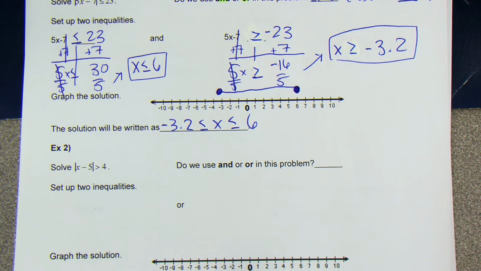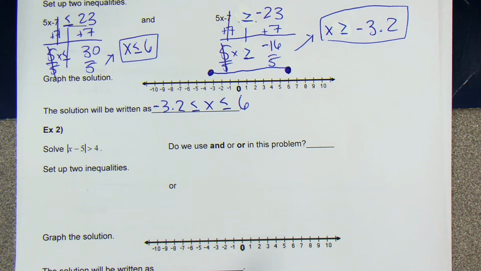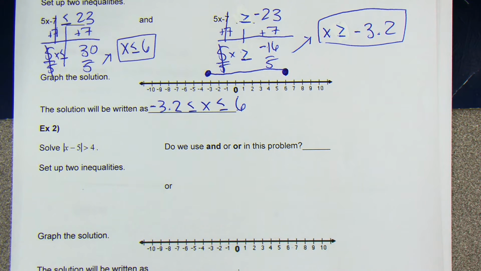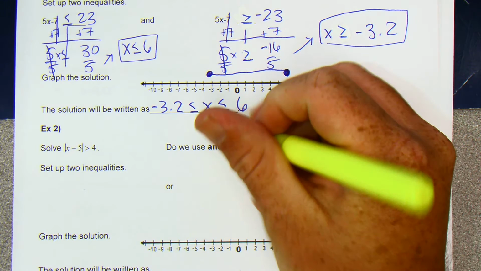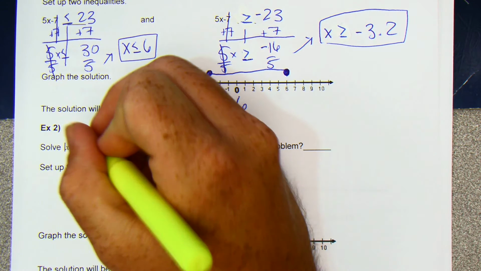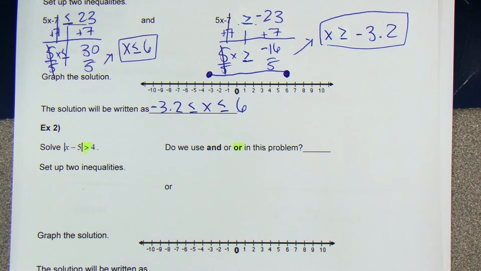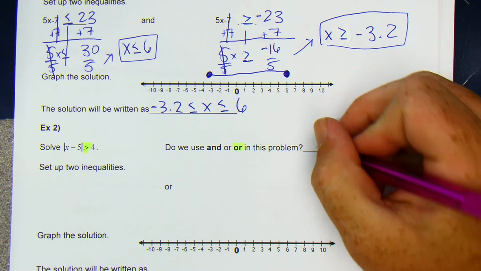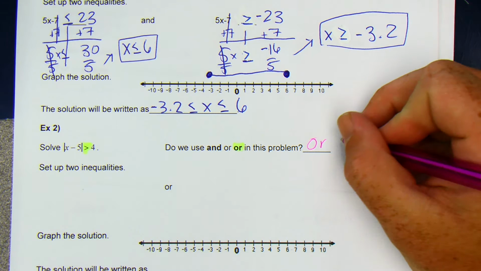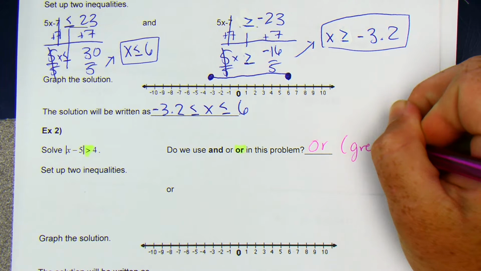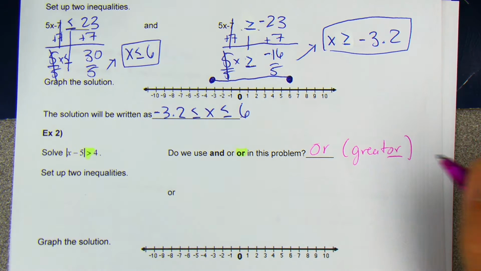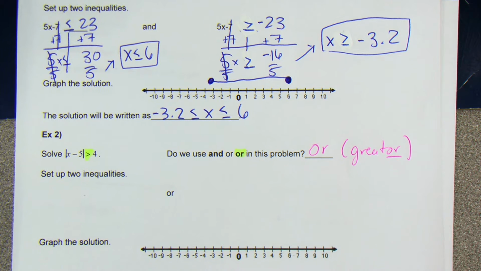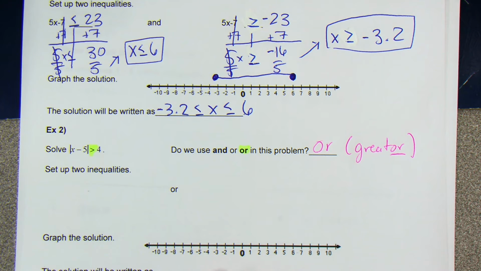So this one says the absolute value of x minus 5 is greater than 4. So do we use and or or in this problem? I want to think about what this sign here is. This is a greater sign. So we're going to use or because it's greater, okay? Now it asks us to set up two different inequalities.